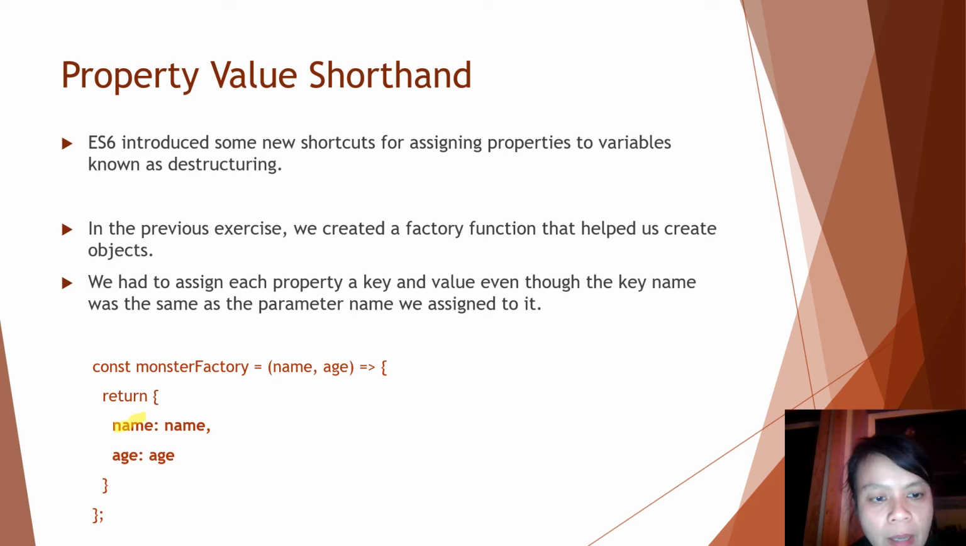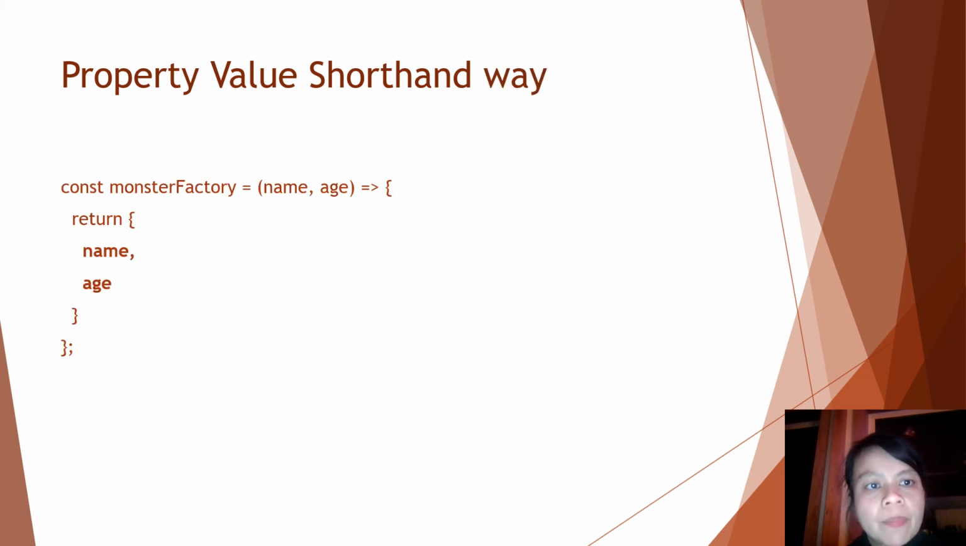So name, age, right? Name and age are the parameters, and the key and the value are of the same name. So the shorthand way would then be to just write name and age, because they're the same anyway, right? So instead of name: name, and age: age, you can just write name and age. So this is the shorthand way.